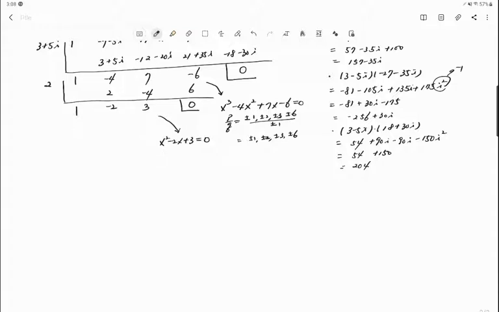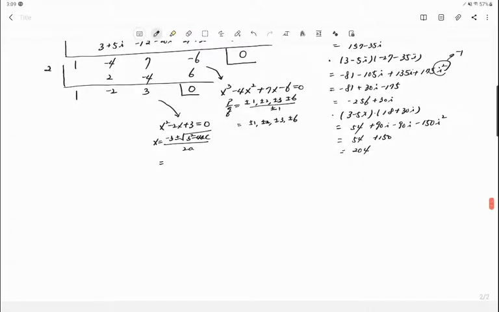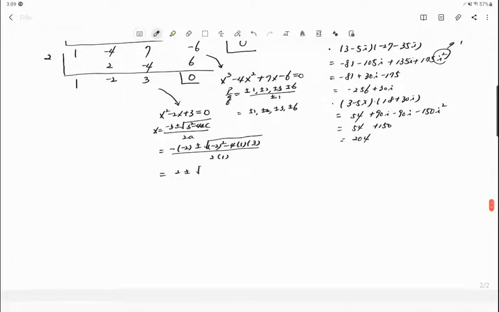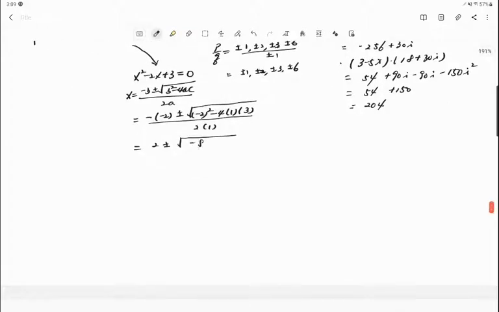Can we factor it? It looks like we cannot find any integer factors, so let's use the quadratic formula. The quadratic formula is negative b plus or minus square root of b squared minus 4ac over 2a, right? So negative b, so negative times negative 2, plus or minus square root of negative 2 squared minus 4, a is 1, c is 3, over 2a. All right, simplify. So 2 plus or minus square root of 4 minus 12. So 4 minus 12 is negative 8, over 2.